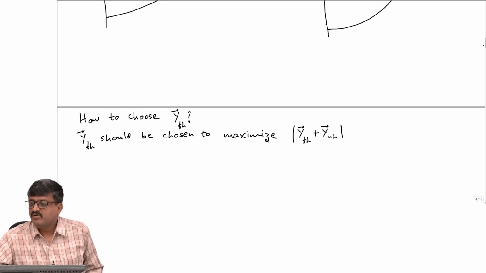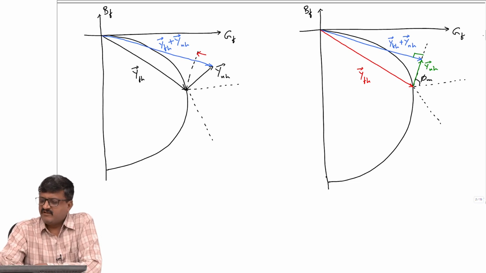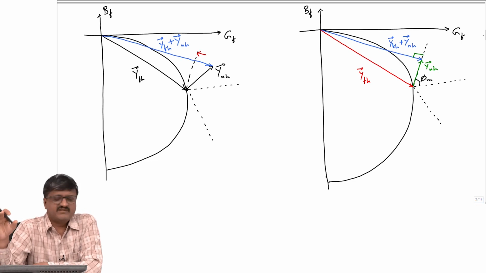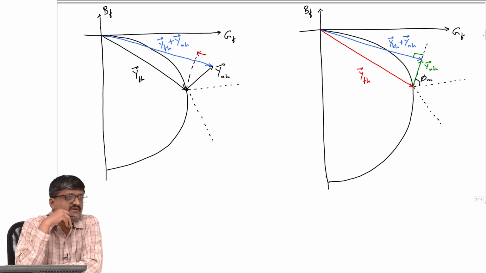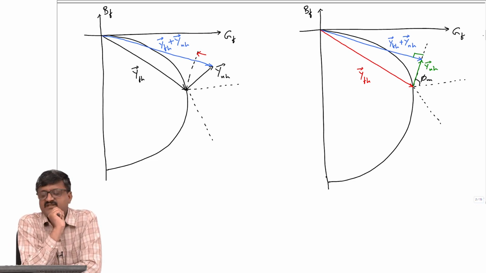Now, how should one choose y of h? Please note in the last figure that I got, y of h was taken to be some arbitrary value. Now, the question is how to take this. How to find the y of h which actually maximizes the absolute value of y of h plus y n h?